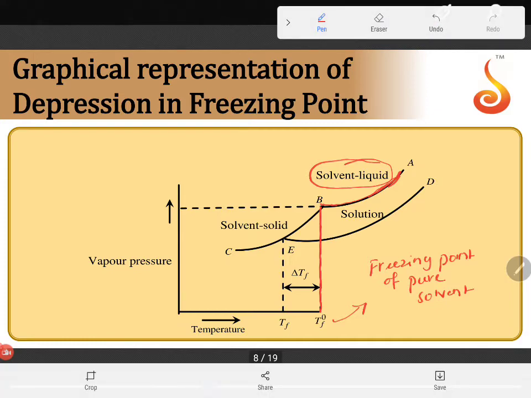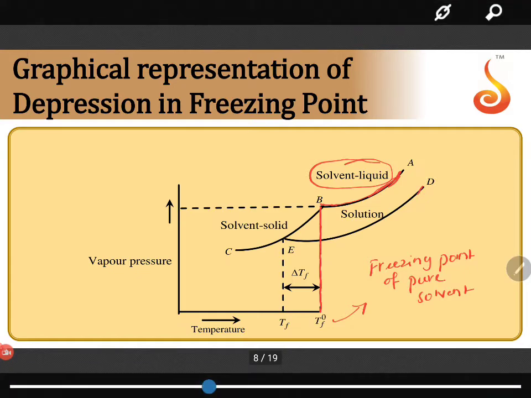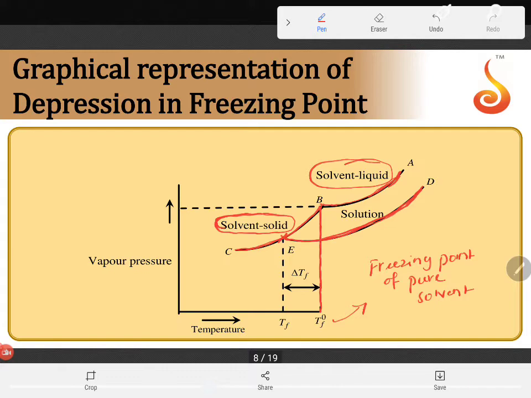When a solute is added to the solvent, the freezing point curve is represented by this curve. So from D, the curve is meeting at this point. Curve BC is representing the solid solvent when solute is added to solvent.